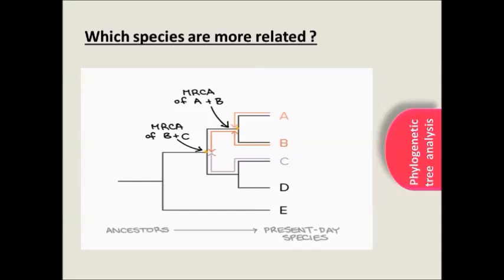For instance, suppose that we wanted to say whether A and B or B and C are more closely related. To do so, we would follow the lines of both pairs of species backward in the tree. Since A and B converge at a common ancestor first as we move backward, and B only converges with C after its junction point with A, we can say that A and B are more related than B and C.